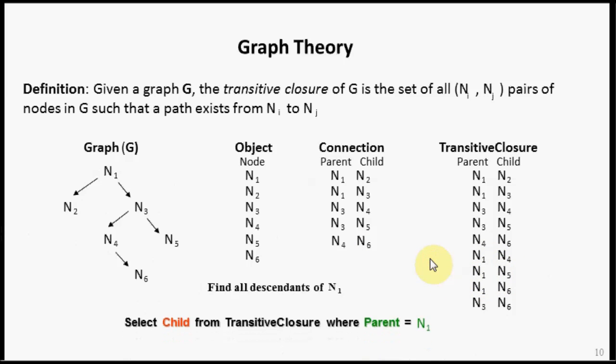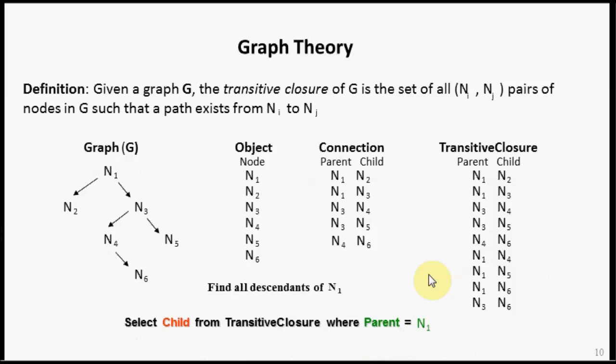So what can you do with the transitive closure of a graph? You can use it to navigate a graph. So if we want to know all of the descendants of N1, what we can do is write a select statement as follows. Select child from transitive closure where parent equal N1.